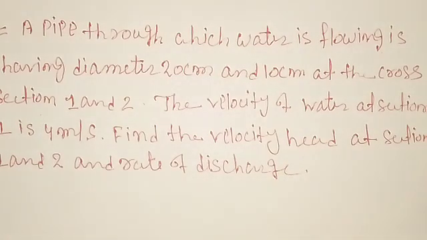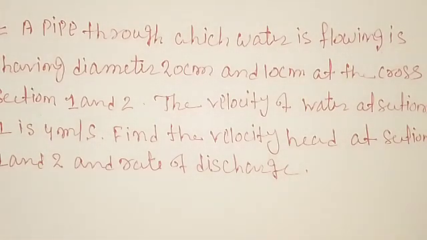So one pipe is there having two sections, 1 and 2, with the diameters given as 20 and 10 centimeter, as well as the velocity given at one of the sections, that is 4 meter per second. We have to find out the velocity head at both sections 1 and 2, velocity head in the sense of v squared by 2g, and the discharge. All right, so first of all, we don't have the velocity at section 2. So for finding the velocity at section 2, we'll simply apply the continuity equation.